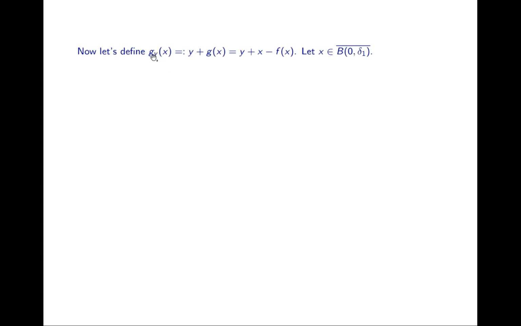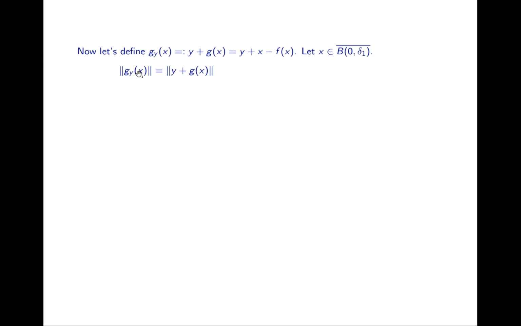So we're going to define gy of x to be y plus g of x, which is y plus x minus f of x. So hopefully we can see that if gy of x for a given y has a unique fixed point, that would imply x equals y plus x minus f of x, meaning y equals f of x, and that x is unique. It's the unique fixed point. So let x be in this closed ball.